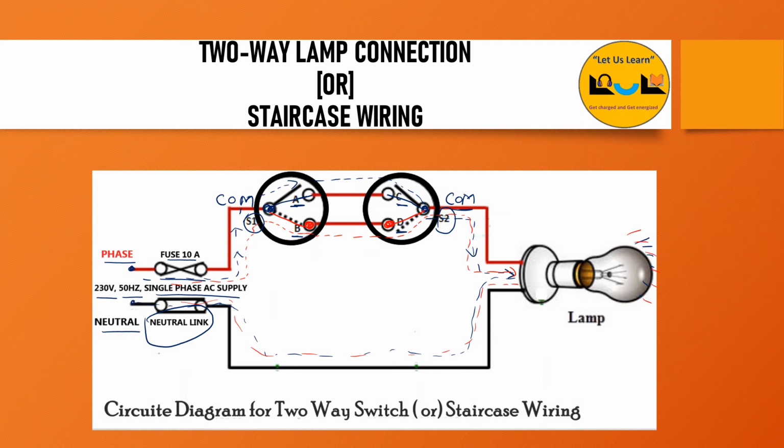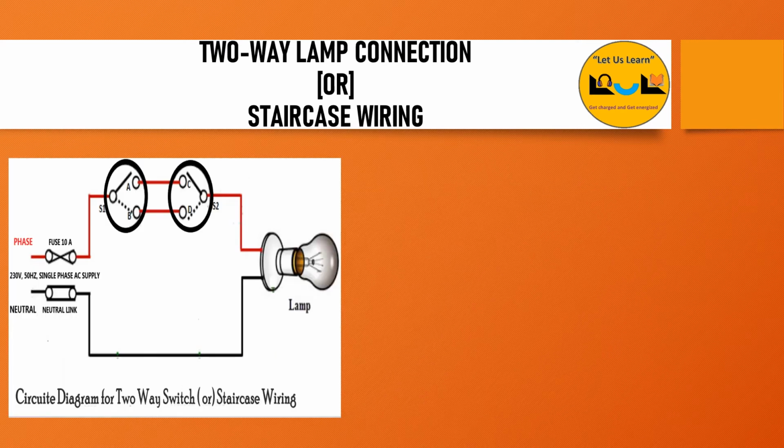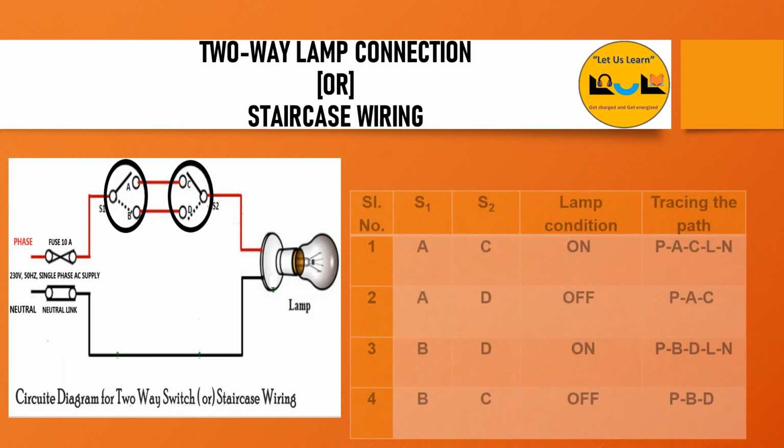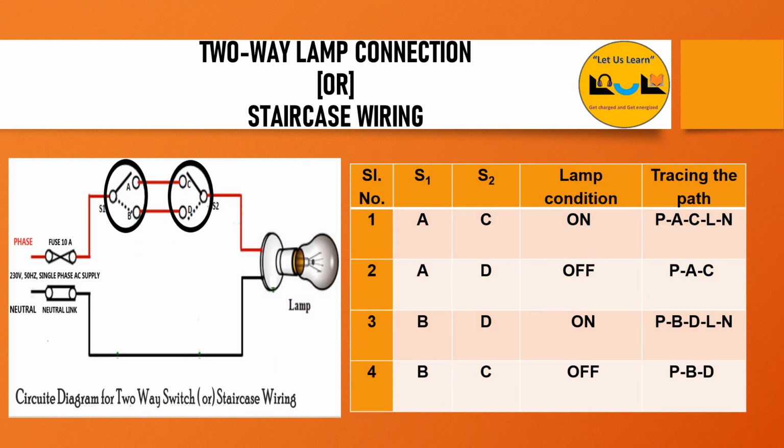So this is the explanation about the circuit diagram of the two-way lamp connection. Now we are going to discuss the truth table of the two-way lamp connection. Here the truth table is given. This terminal is the common for S1 and this terminal is the common for S2.